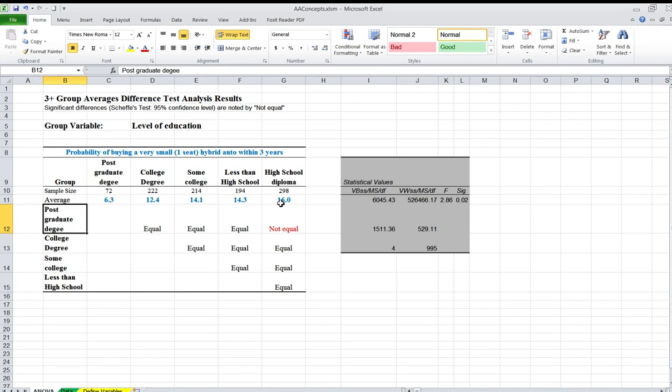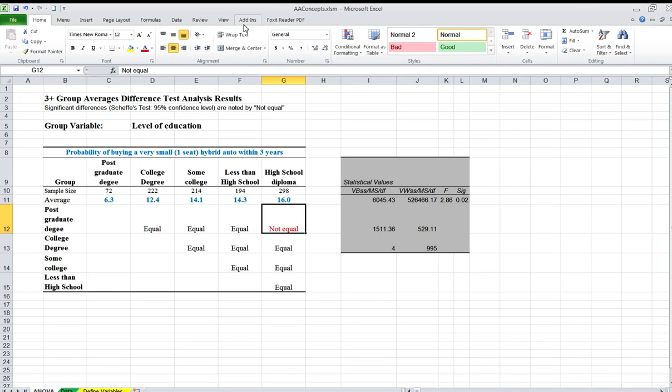Actually, the probability to purchase the one-seater for people with high school diploma is 16%, and the probability to purchase the one-seater car for people with postgraduate degree is 6.3%. Again, this is the only difference.